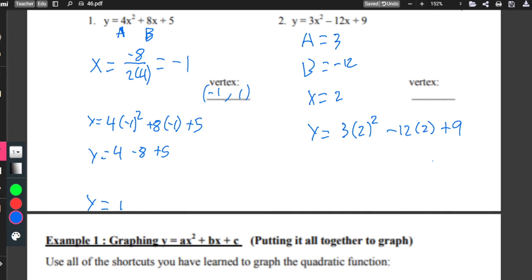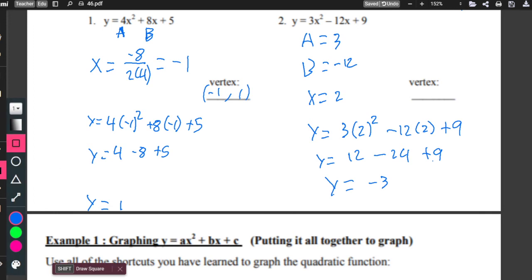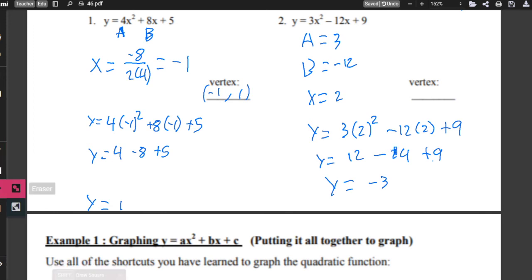2 times 2 is 4. 4 times 3 is 12 minus 24 plus 9. Y ends up equaling negative 3. So that means our vertex is at 2, negative 3.